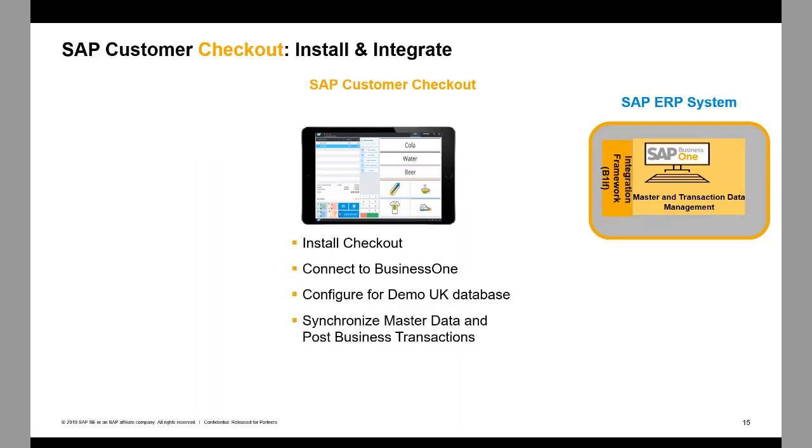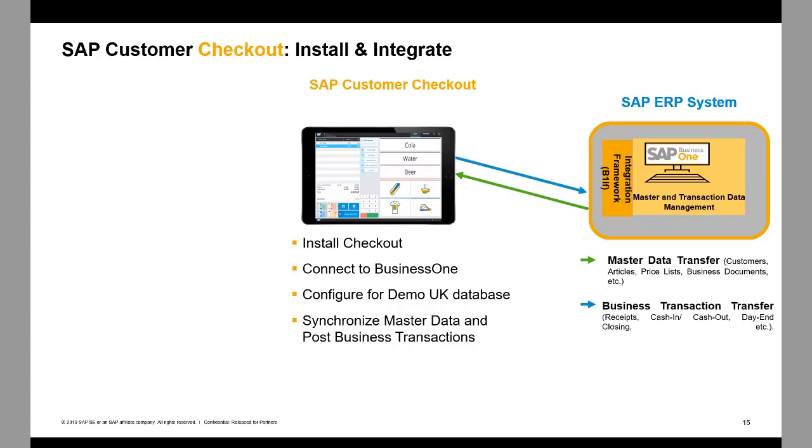Then I will synchronize master data from Business One into Customer Checkout, and I will post business transactions from Customer Checkout into Business One. How does it look? It looks like this. I will fetch master data from Business One into Checkout. This master data will be stored locally in SAP Customer Checkout. And when you create business transactions in Customer Checkout, they will be stored locally in Customer Checkout. If you have a connection to Business One, these business transactions will be posted to SAP Business One immediately. Next, I will fetch open invoices from Business One and pay them in SAP Customer Checkout.